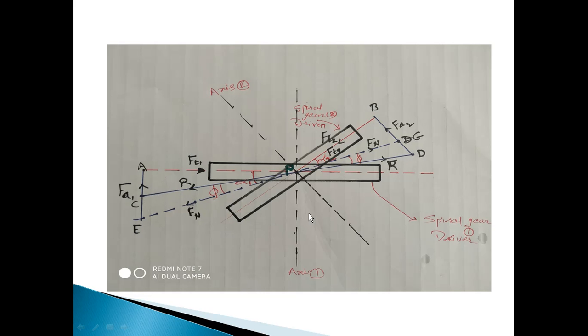Here alpha 2 represents the spiral angle for gear number 2, alpha 1 represents the spiral angle for gear number 1, that is the driver, and phi is the friction angle present between the common normal and the resultant.